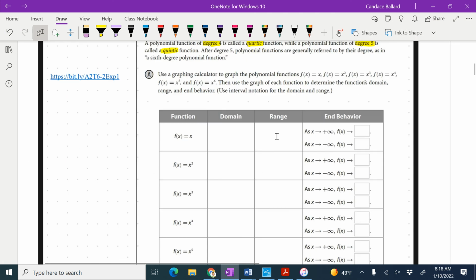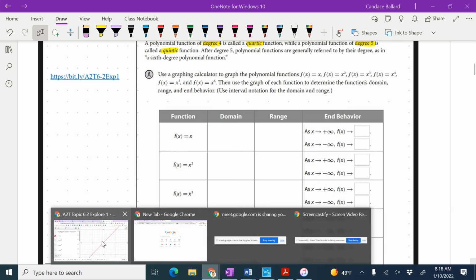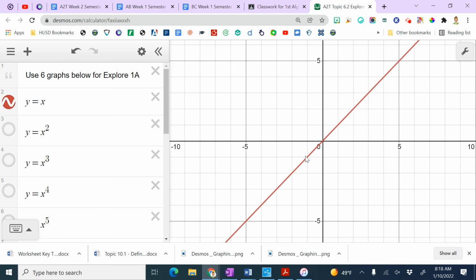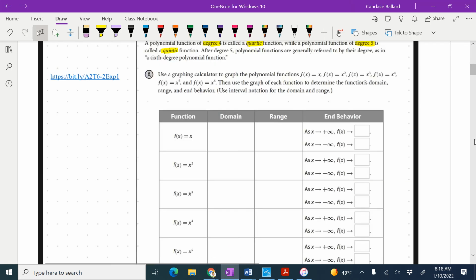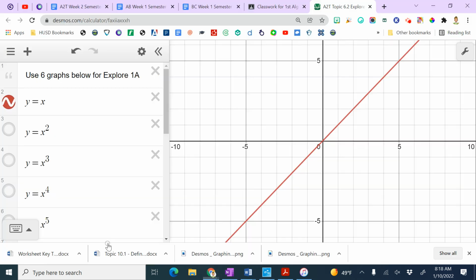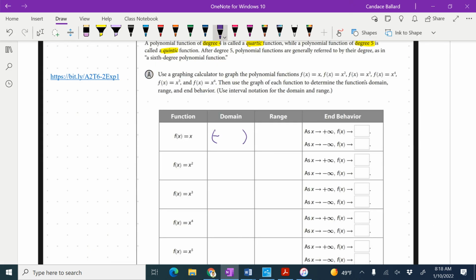All right, so we're doing the function f of x equals x, that one that we just had up there, this one here. What does domain mean? Is that the x values or the y values? X values. And it said interval notation, so we're going to use the parentheses. What is the domain of that function? What's the smallest x? Negative infinity. What's the biggest x? Positive infinity. So that's what we're going to write: negative infinity to positive infinity.